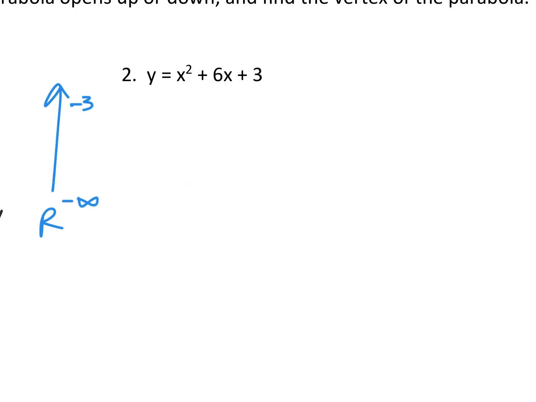You do not see an a value. What is it then? 1. So there's your a. A is 1, B is 6, C is 3. Which way does that open, up or down? Opens up because you don't have a negative sign on the a value. So it'll be facing up like a smiley face.